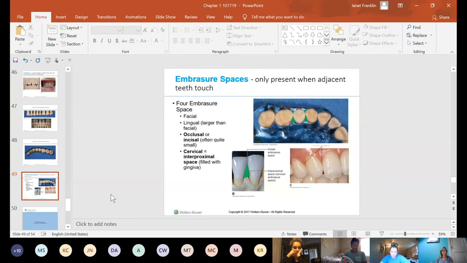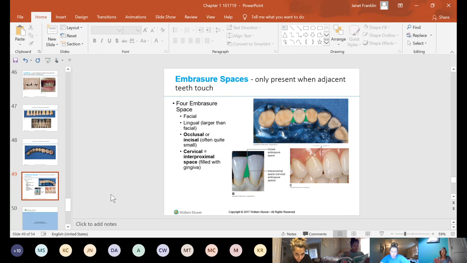Embrasure spaces are the spaces that are between teeth. So if your teeth have an open contact, or they don't touch each other, then you don't have embrasure spaces. You also won't have interdental papilla if your teeth don't touch each other. So you have four embrasure spaces. You have a facial, a lingual, an occlusal or incisal, and a cervical or interproximal space. This is just to show you that you have these embrasure spaces around the teeth.